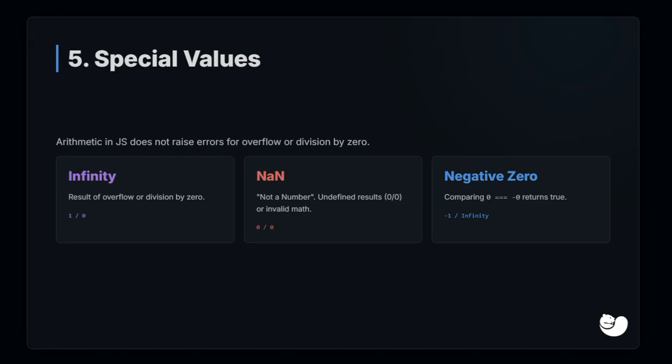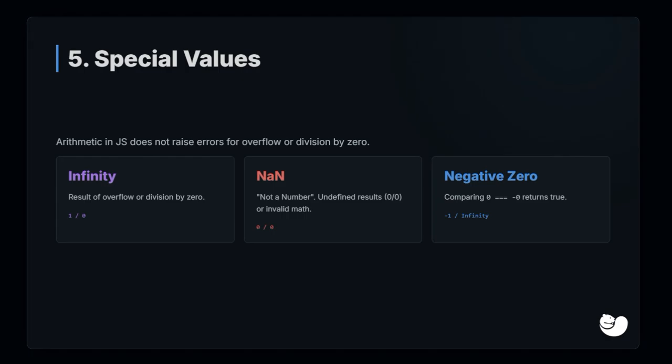Perhaps the most notorious value is NaN, which stands for "not a number." This appears when you attempt mathematically impossible operations, like dividing 0 by 0 or trying to multiply a string of text by 5. A critical trap to avoid is comparing NaN to itself. NaN is never equal to NaN. You must use the specific helper function Number.isNaN to check for this state.